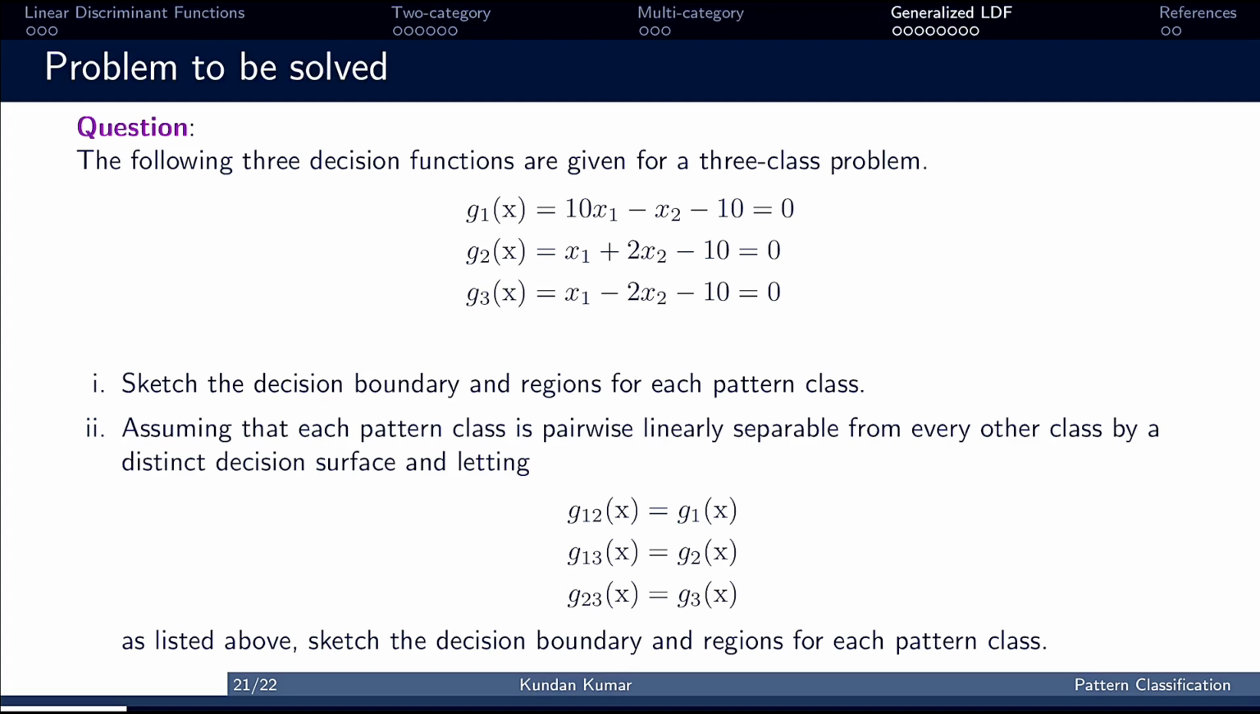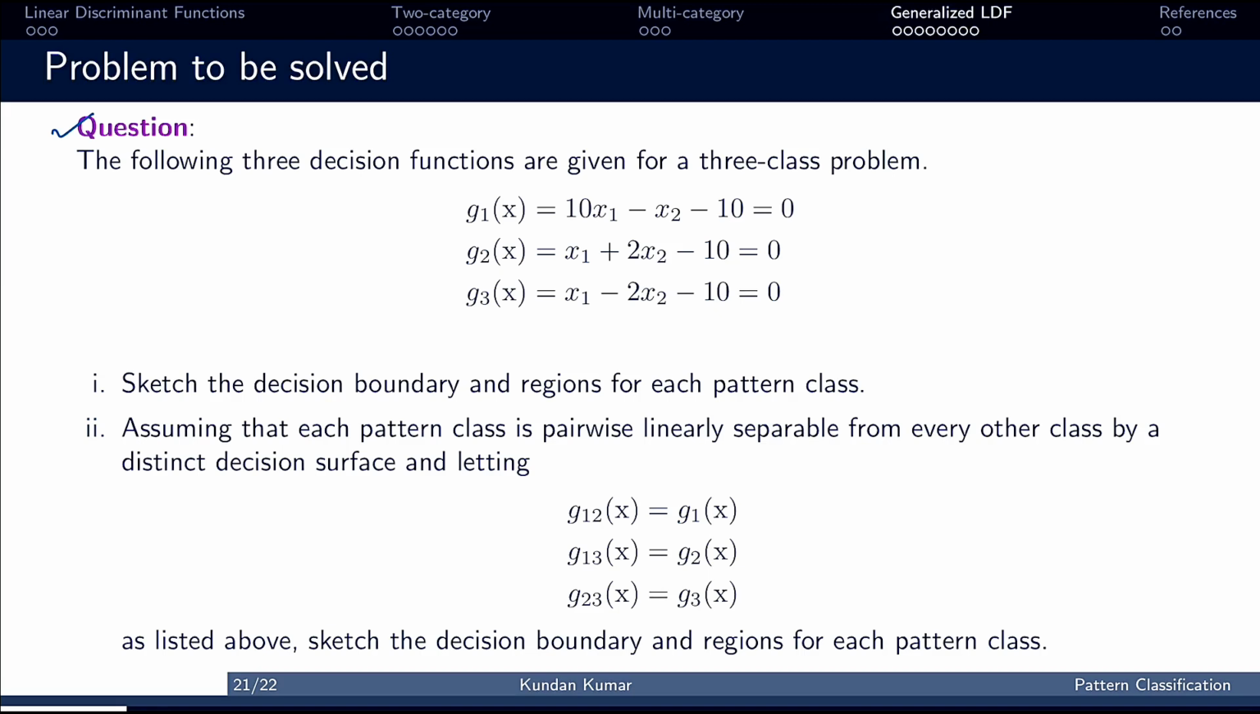In the last few lectures, we were discussing the linear discriminant functions for the two-category case, the multi-category case, and also the generalized linear discriminant functions. In this lecture, we are going to solve a problem on linear discriminant functions for the multi-category case. So this is the question.